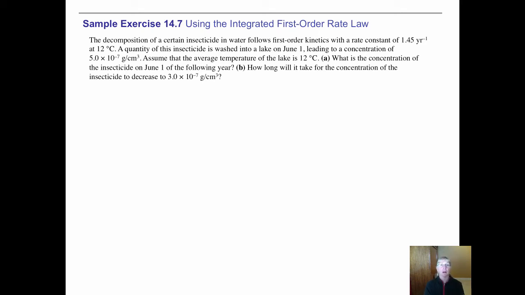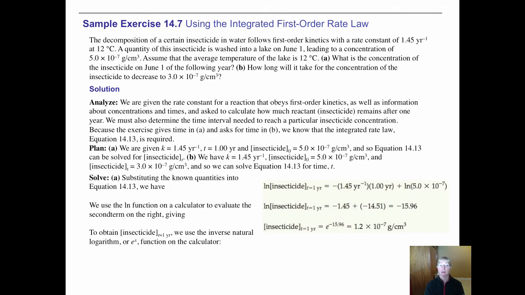So the only thing that we know is that on June 1st, we start off with a concentration of 5 times 10 to the negative 7 grams per cubic centimeter. And they want to know how much would be there a year later. And the second question would be, how long would it take possibly for it to decrease to 3 times 10 to the minus 7 grams per cubic centimeter.